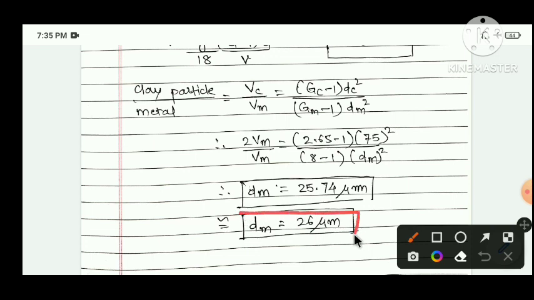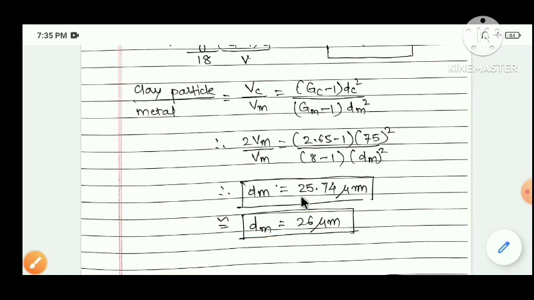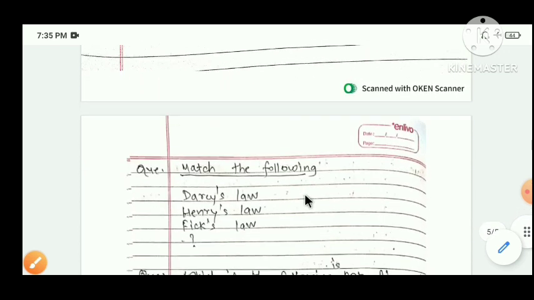If you are getting this answer, then it's well and good. If due to some values the answer changes, it might be possible. But whatever data I have received related to this question, the answer comes out to be 26 micrometer. Okay, moving to the next question.